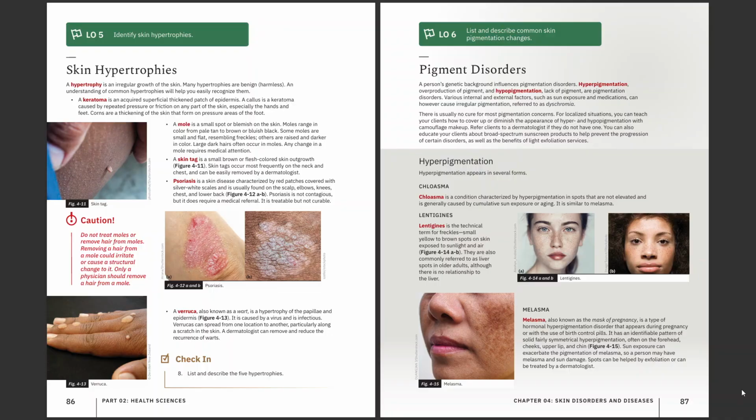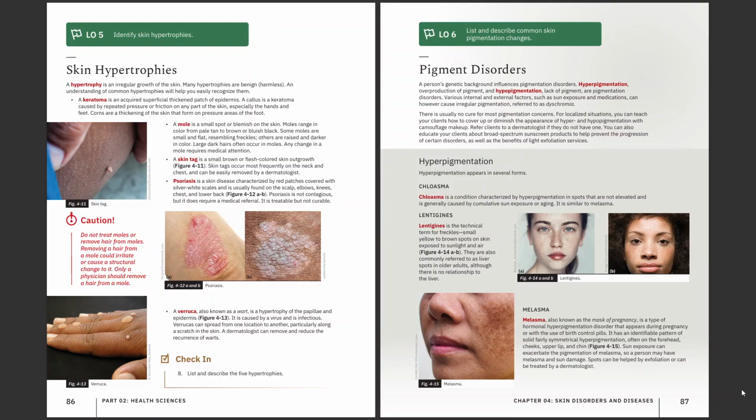Learning objective number 5. Identify skin hypertrophies. A hypertrophy is an irregular growth of the skin. Many hypertrophies are benign, which means they're harmless. An understanding of common hypertrophies will help you easily recognize them.